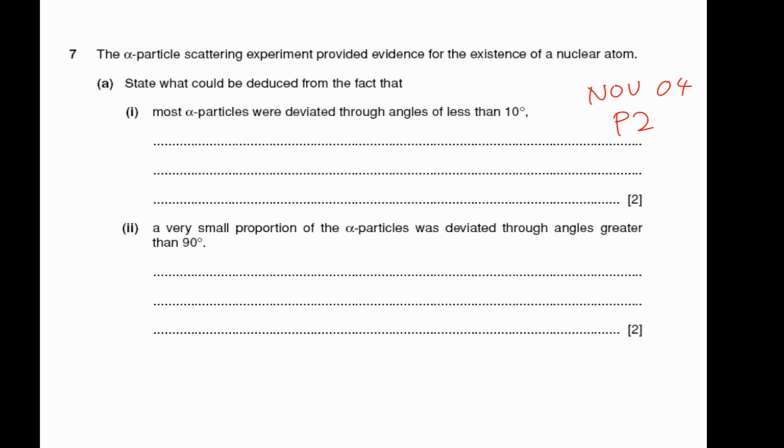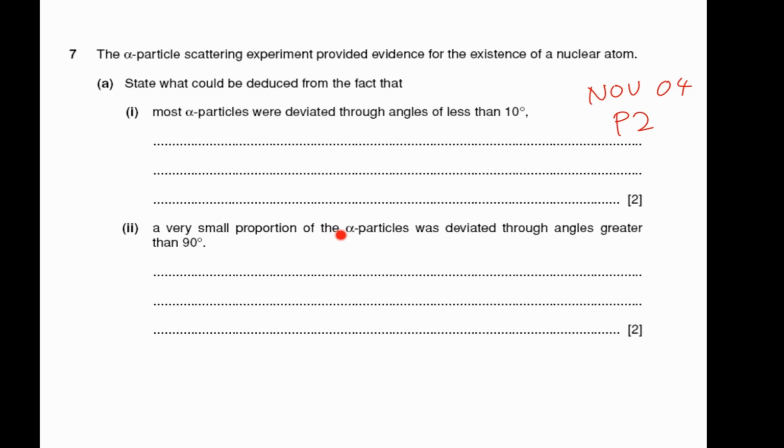And for this question, when we are asked about what can be deduced from the observations, number one, most alpha particles were deviated through angles of less than 10 degrees. Now, less than 10 degrees is basically also saying passing almost straight through undeflected. So the conclusion is, number one, that your atom is mainly empty space. And then number two, you can continue to say that the nucleus must be very small compared to the atom. So that is for your part one.